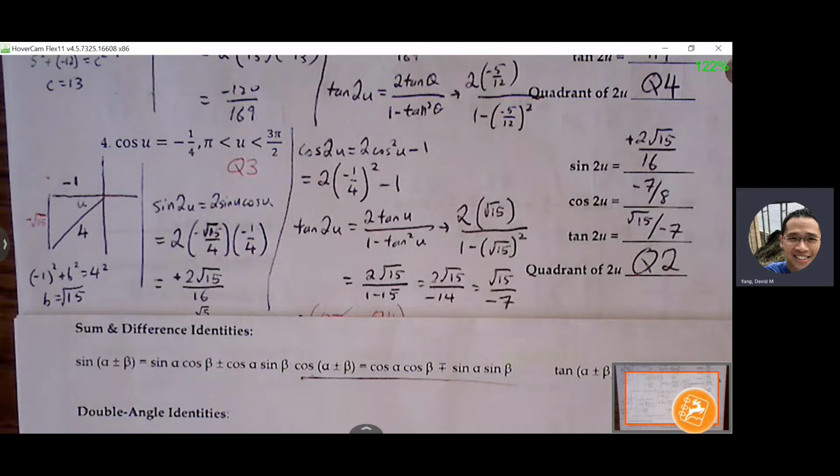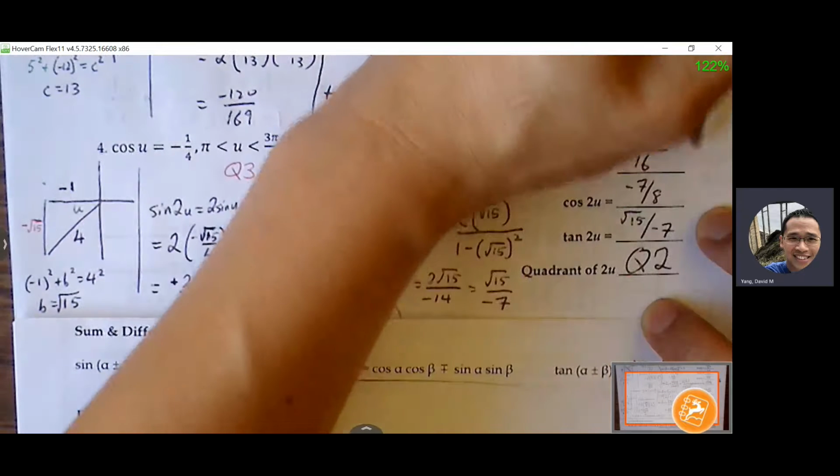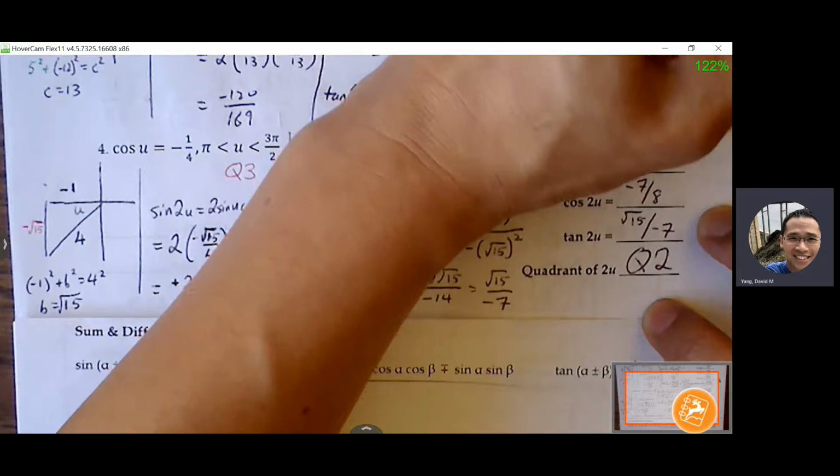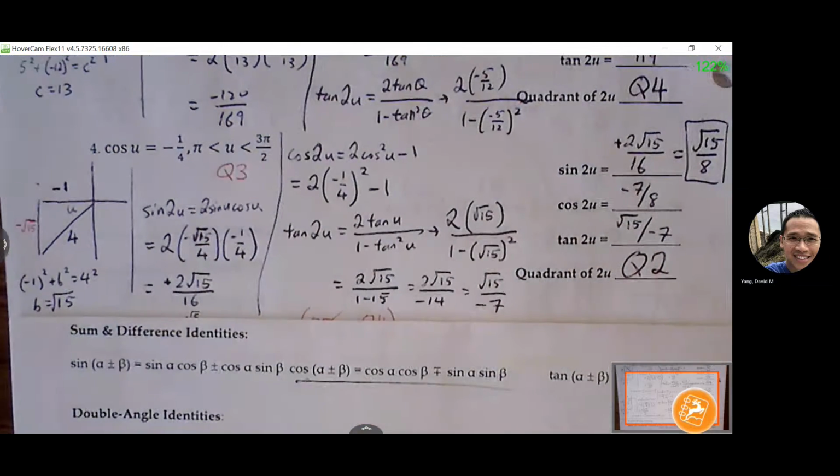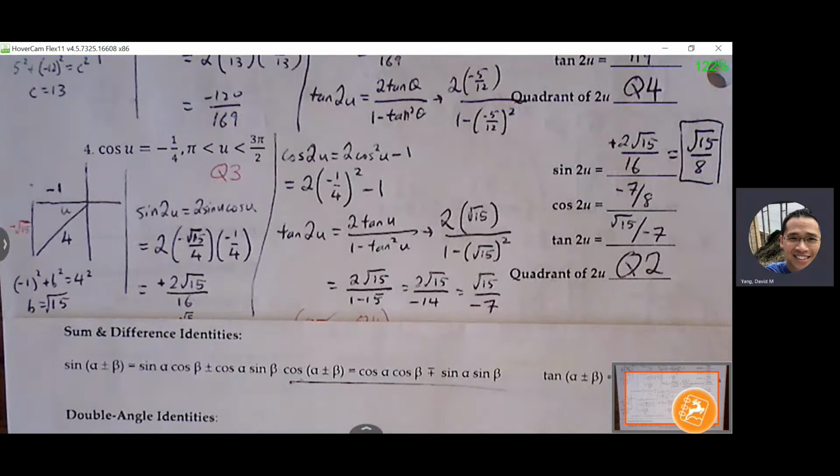I should be able to reduce this a little bit more, right? So do you guys get root 15 over 6? Sorry, root 15 over 8. Okay. Right now my biggest concern is can you get that triangle drawn? Because everything else is going to be easy after that.